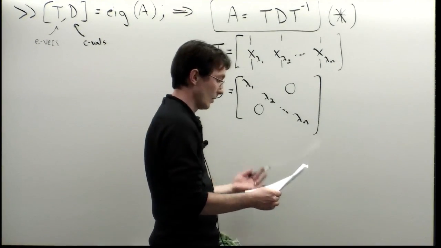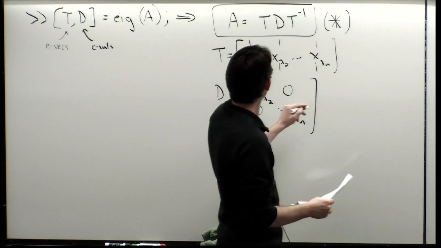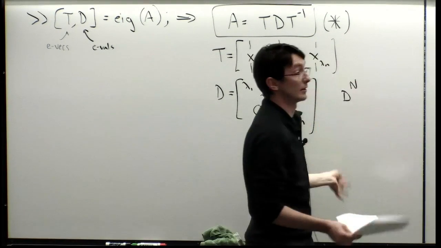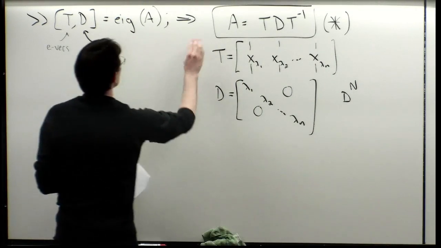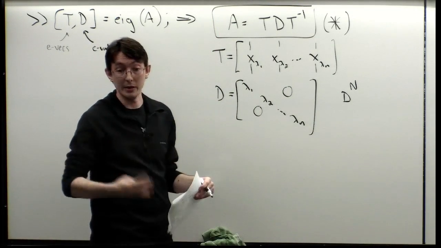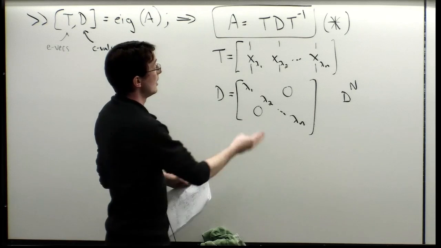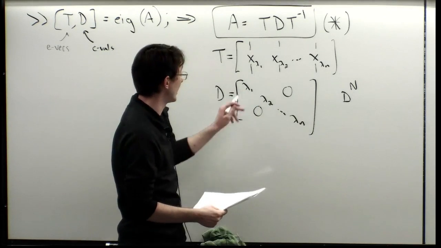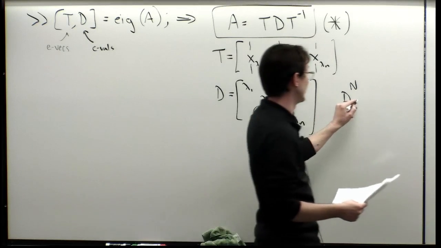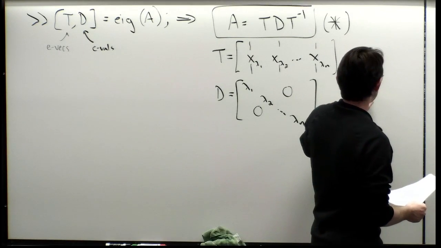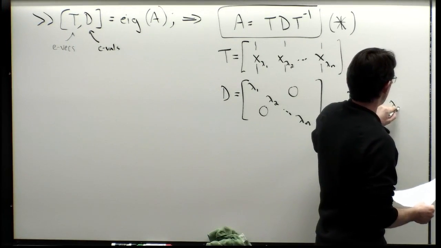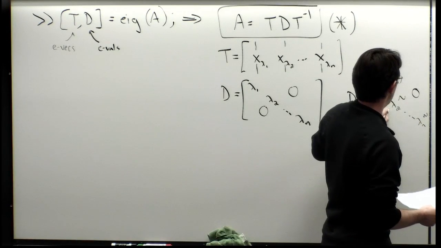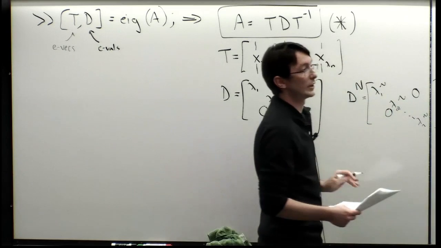Okay, now the really nice thing about this is that, well, there's a few nice things about this. So I can compute D to a power n very easily. It's hard for me to compute A to the power n because matrix multiplication is expensive. But multiplying a diagonal matrix by itself is actually very cheap. All I have to do is multiply the diagonal elements. So this equals lambda 1 to the n, lambda 2 to the n, and then my last eigenvalue to the n. Very cheap, okay?